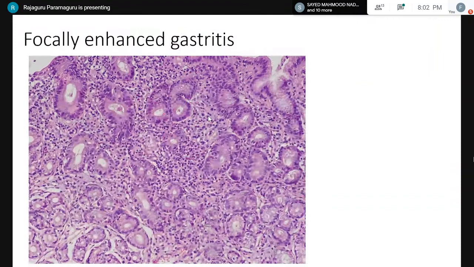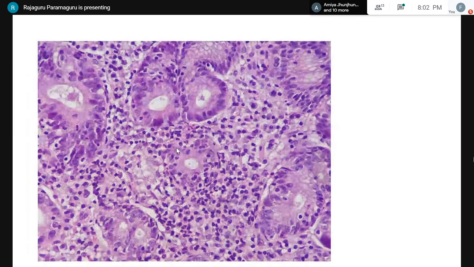Next is a special form of gastritis called focally enhanced gastritis. In this particular histological image, you can see that the inflammation is quite increased in the lamina propria, but this particular pit shows a busy-looking area. You can see there are a lot of inflammatory cells surrounding this pit, infiltrating it and destroying it. So in focally enhanced gastritis, you will have active inflammation of the pit with destruction, and a collection of lymphoplasmacytic cells and histiocytes surrounding the pits. In this particular case, you see some epithelioid histiocytes also.